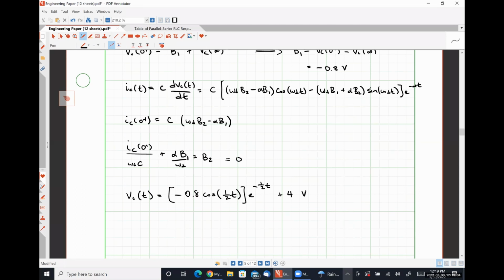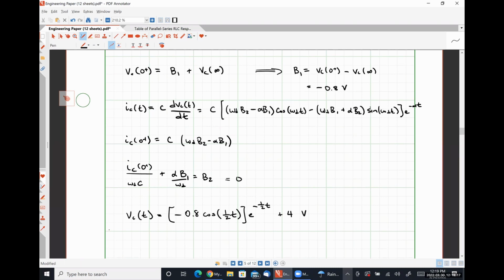Why did we use the current going through that capacitor to find the voltage? Is that just that integral relationship? It's a derivative-based relationship that we're in, right? Okay, yeah.